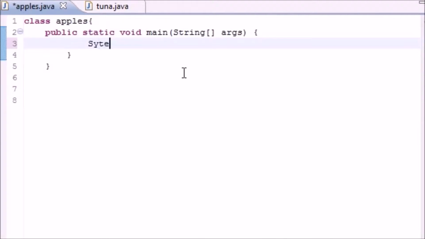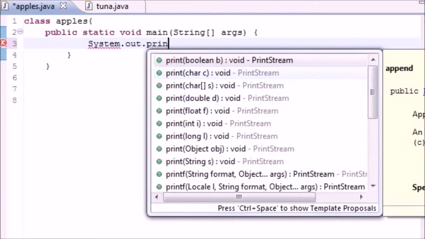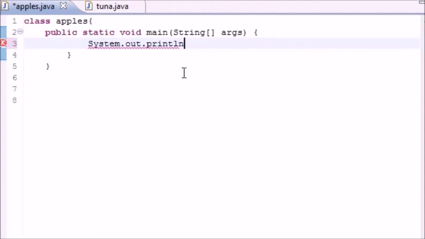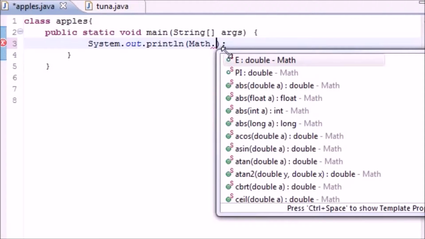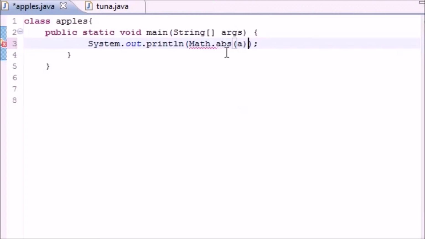So the first thing we need to do is go ahead and make a print line out on the screen. So print line, and make it take an empty parameter for now. And in this parameter I'm going to be putting all the methods of the math class. So go ahead and type math, put your dot separator, and then the first one I want to teach you guys about is called the absolute value, and that's ABS, and inside your parameter it takes one number.